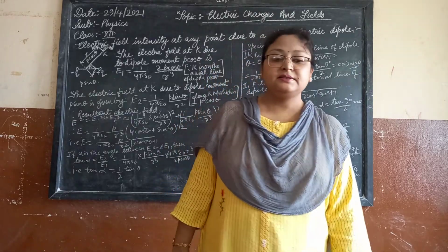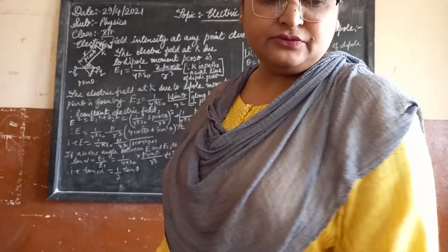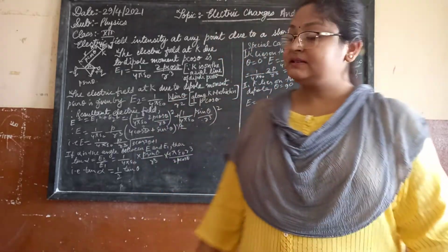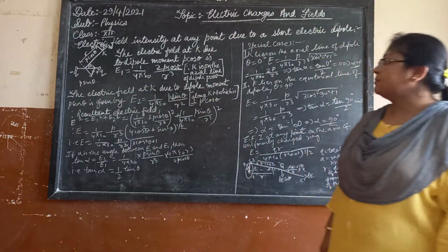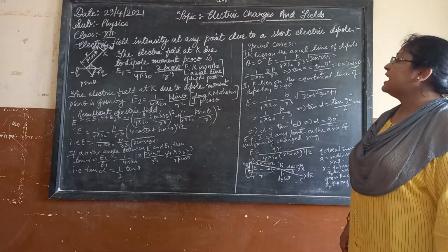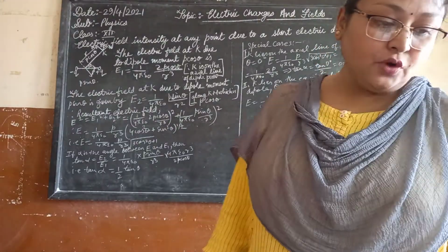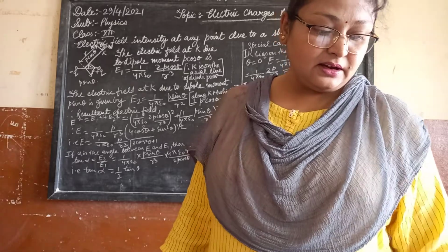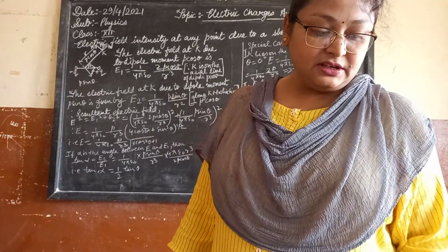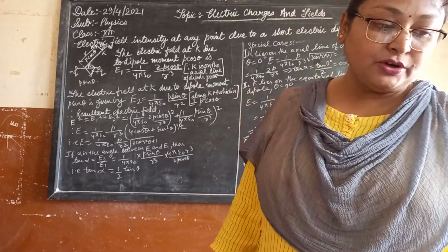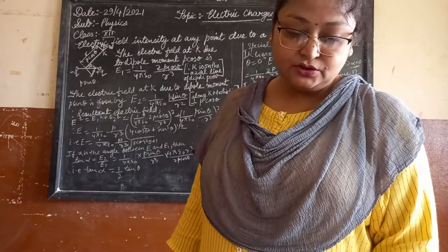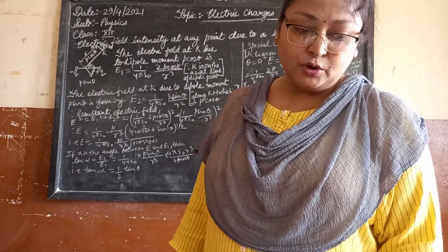In this chapter of electric charges and fields, the next topic is electric field intensity at any point due to a short electric dipole. So far we have gone through the electric field intensity at a point on the equatorial line and at a point on the axial line, that is, due to the electric dipole.